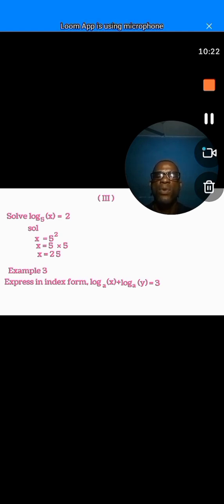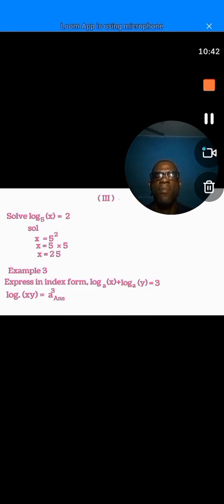So it becomes log x times y is equal to a raised to power 3, and that is the answer.